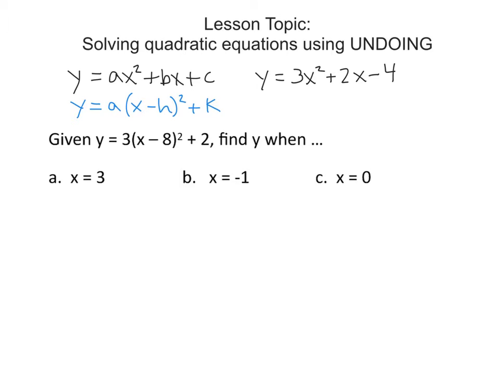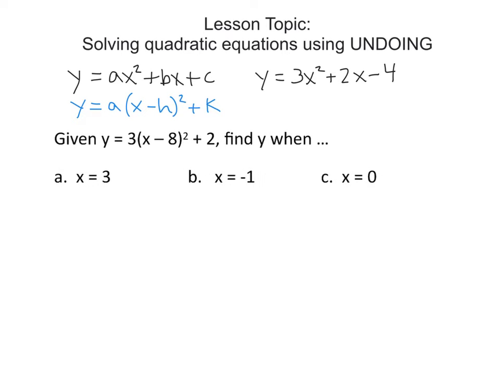So first of all, we're going to find y when we know what the value of x is. Well, we know that if we have a value of x, 3, we can plug that in and simplify to find y. So I'm going to start by writing y equals 3 times the quantity (3 minus 8) squared plus 2.